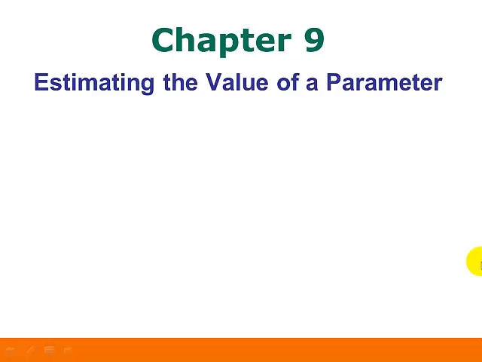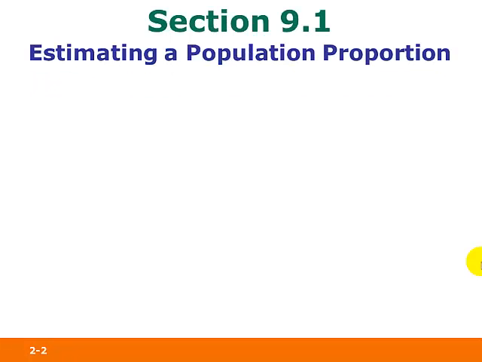Hi, this is the first video for Chapter 9 about estimating the value of a parameter. So in this video we're going to talk about Section 9.1, which is about estimating a population proportion.